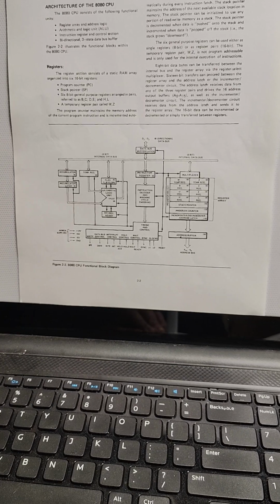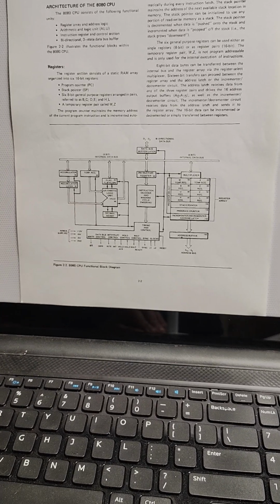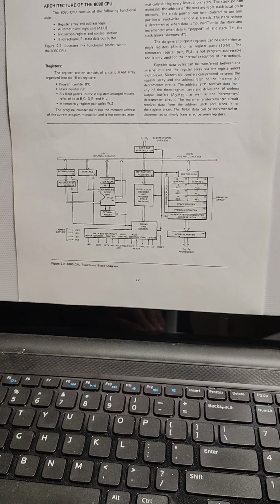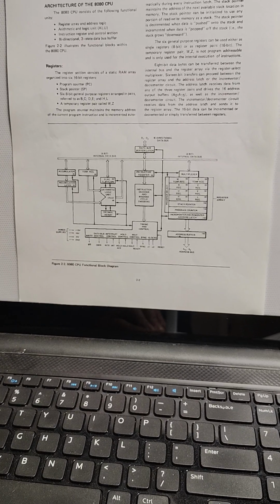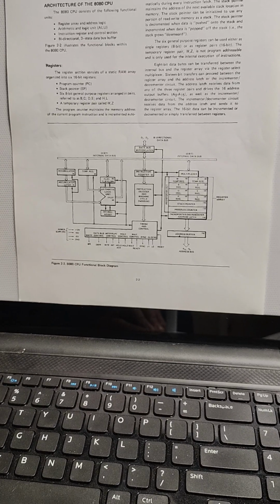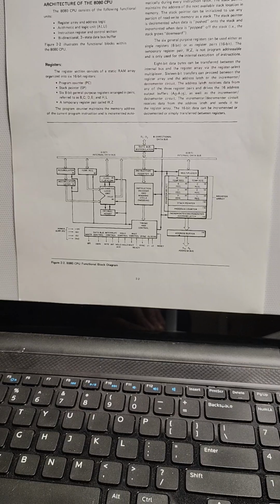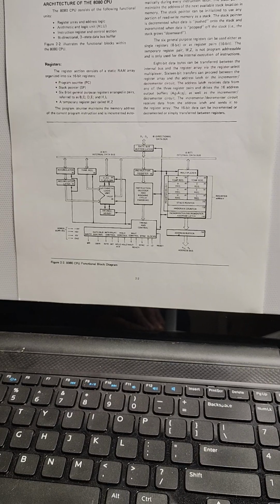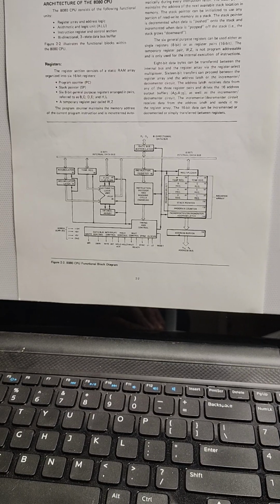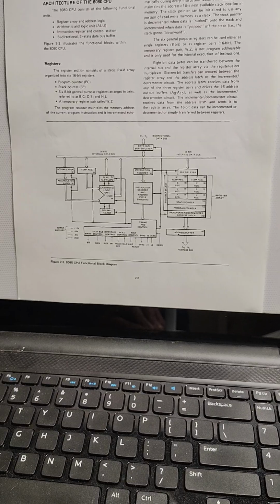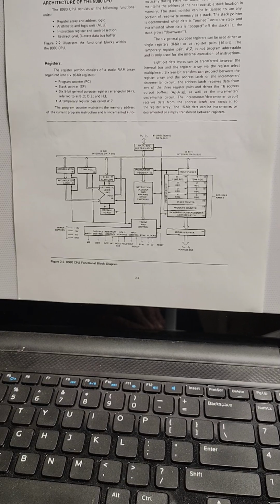Okay, let's talk about the 8080. The 8080 is an 8-bit microprocessor that was released in April of 1974. At the time it was released, it cost about $360 per chip. It has an 8-bit data bus, 16-bit address bus.